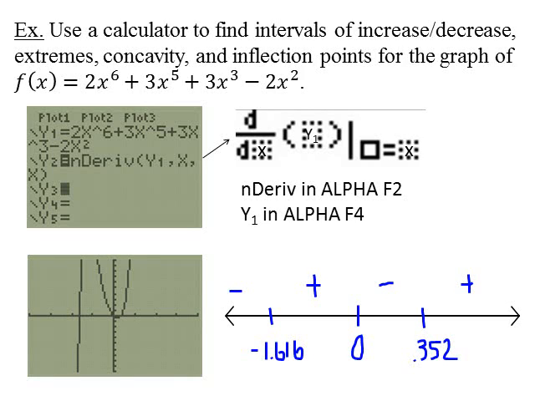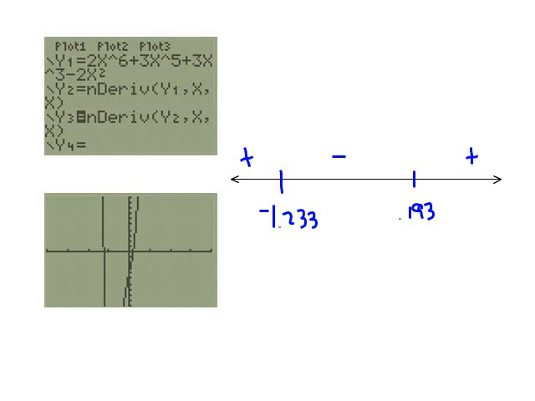Then graph the derivative, which I have in y2, and you'll use second trace 0 to find the critical values. I got negative 1.616, 0, and 0.352 as the zeros. Mark a sign chart with pluses and minuses to show where the first derivative is positive or negative. Then do the same thing for the second derivative.